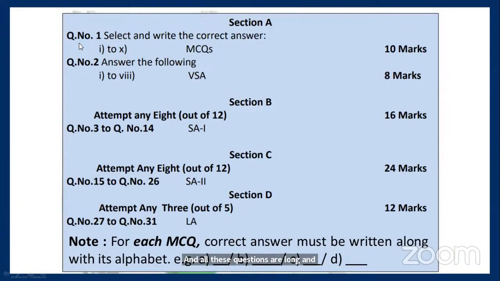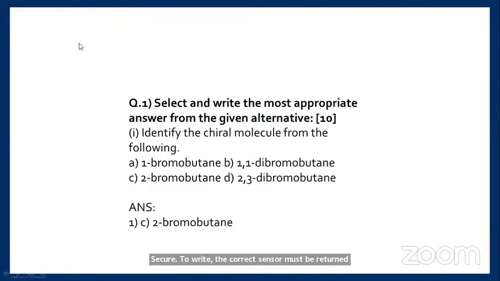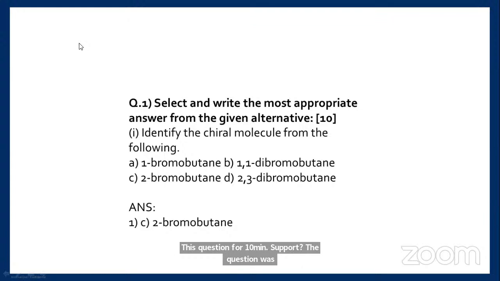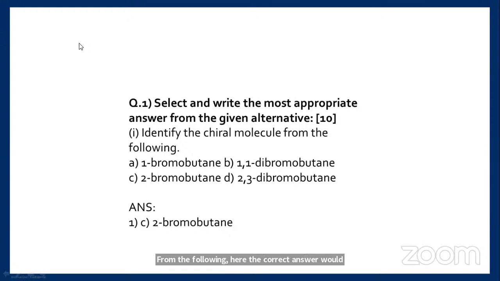Here a note is given for each MCQ: you have to write the correct answer along with its alphabet. Here an example is given for question number 1. Select and write the most appropriate answer from the given alternatives. This question is for 10 marks. Suppose the question asked is, identify the chiral molecule from the following. Here the correct answer is C. That's why you have to write only number 1, and first write the option, and in front of the option write the correct answer. Therefore, the correct answer is 2-bromobutane. In this way, you have to write questions 1 to 10.